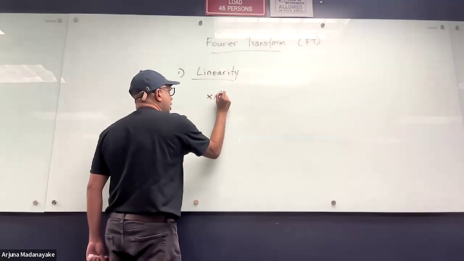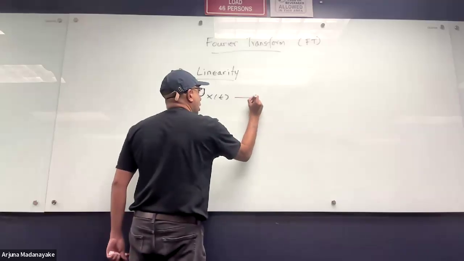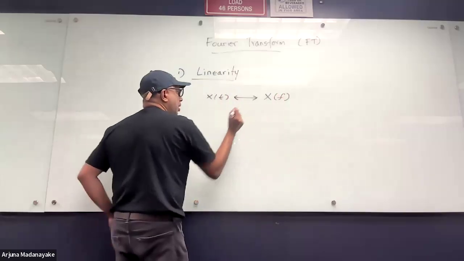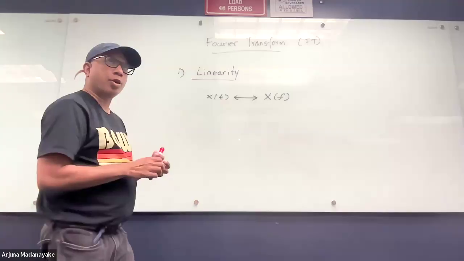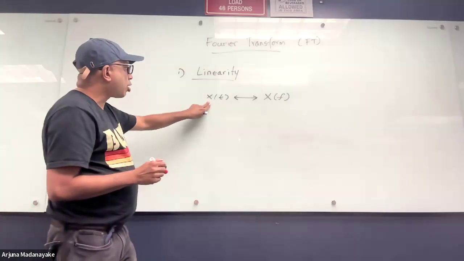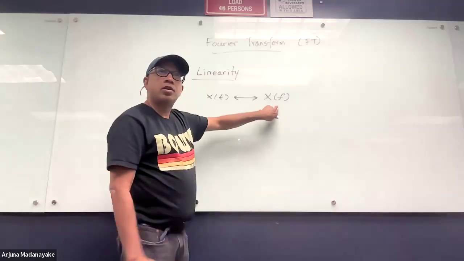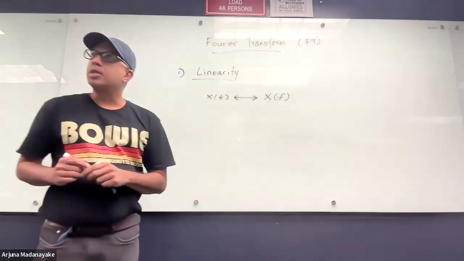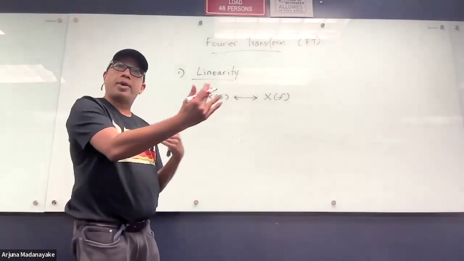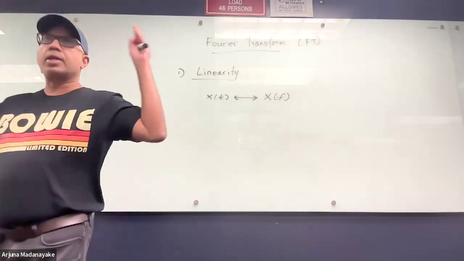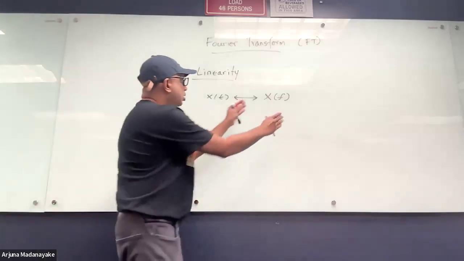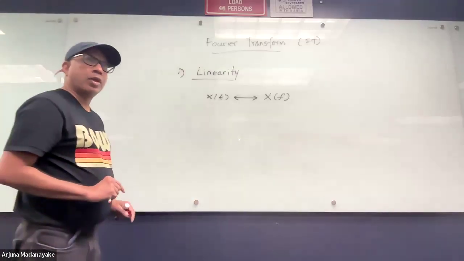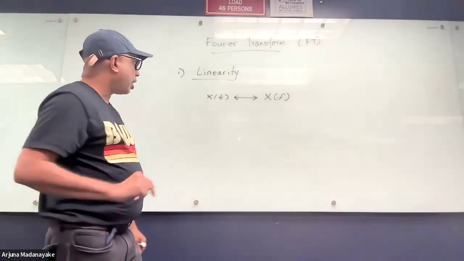So we have x of t and its corresponding Fourier transform X of f. This symbol, the double arrow, is called the Fourier transform pair. Small x of t has a capital X of f as its Fourier transform, and capital X of f has small x of t as its inverse Fourier transform. So this is a two-way operation. If you know one, you can calculate the other, right?